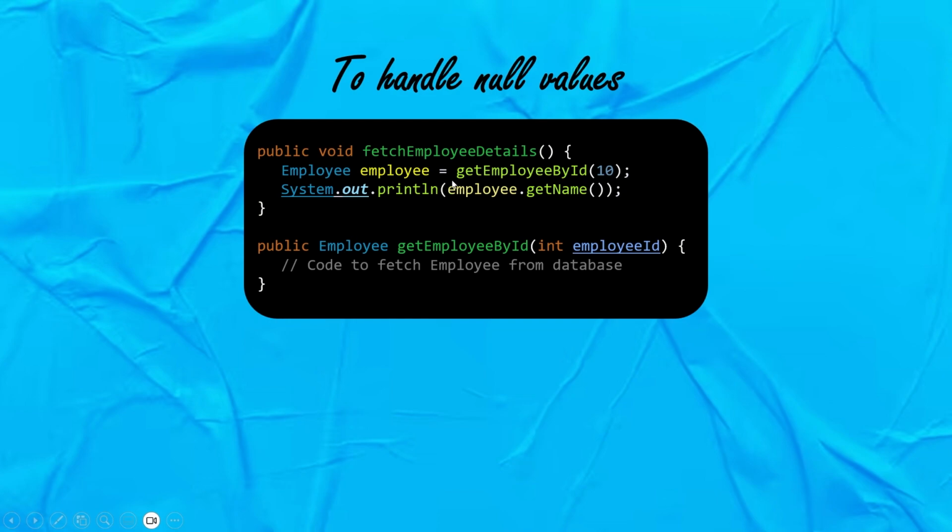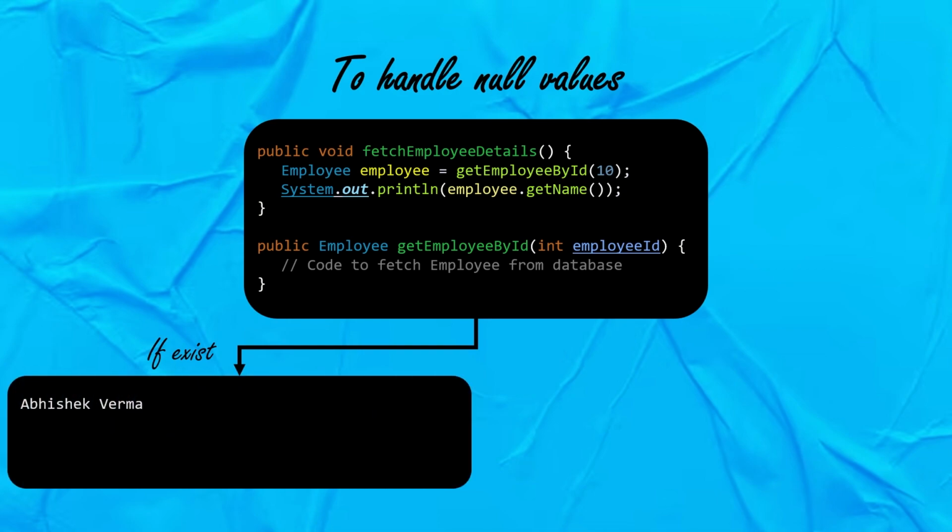After this, we will be saving the employee in this employee variable and then we are going to print the name of the employee. Now let's assume that the employee exists in the database and we have executed the code. In that case, we will be getting some output like this: the name of the employee, Abhishek Verma, with ID as 10.